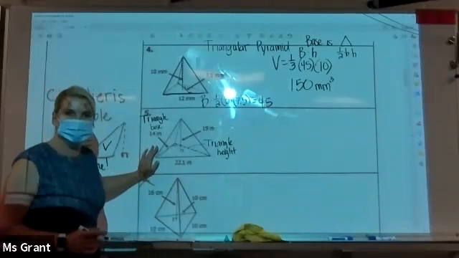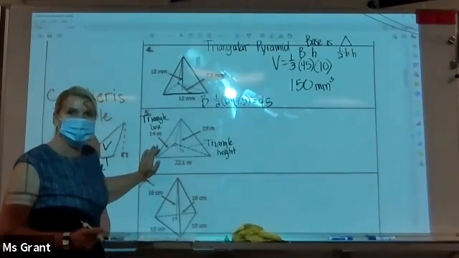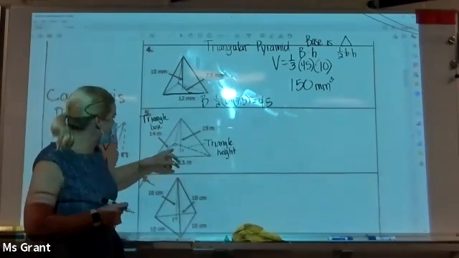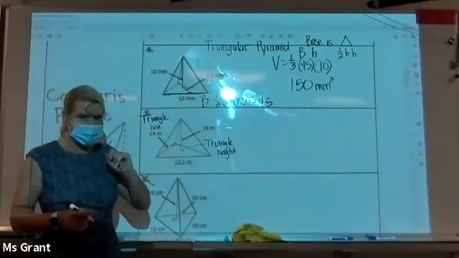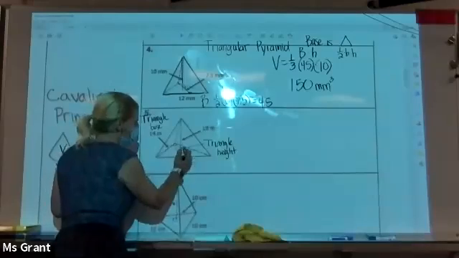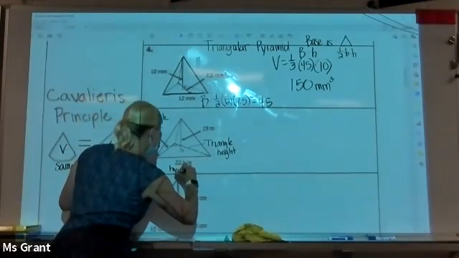Okay. Now, on number 5, we're jumping to number 5. On number 5, I have a triangle as my base. This is a right triangle as my base. That means that I've got in my right triangle a base and a height and a hypotenuse.